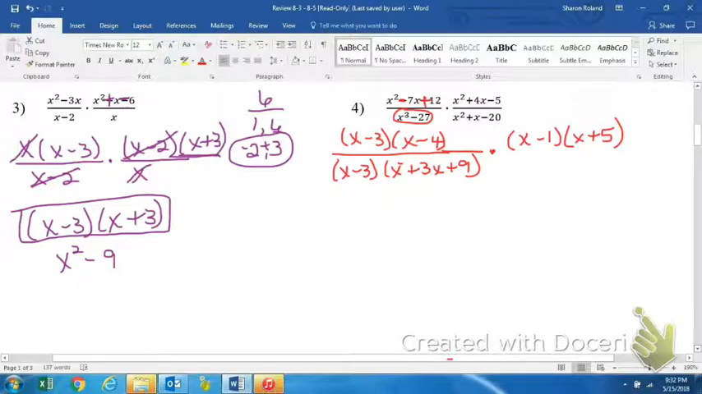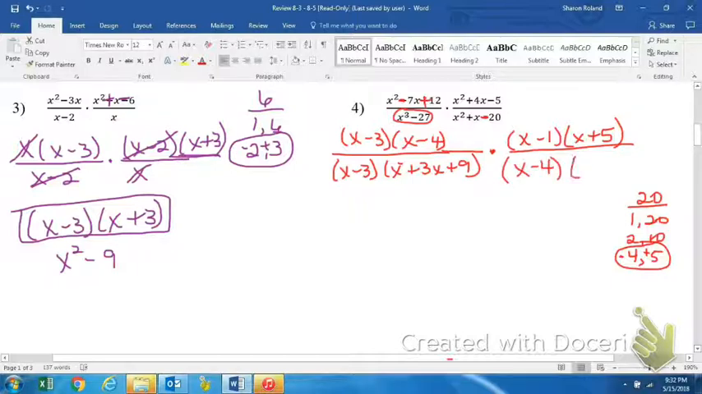Okay. Last one. You're looking for the factors of 20, which are 1 and 20, 2 and 10, and 4 and 5. This tells you that you're subtracting and you're going to get plus 1. So that's going to be plus 5 minus 4. So that's going to be x minus 4, x plus 5. Okay, so now everything is factored.